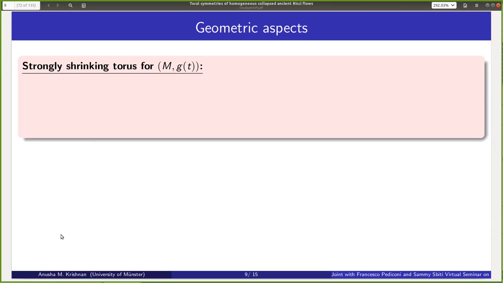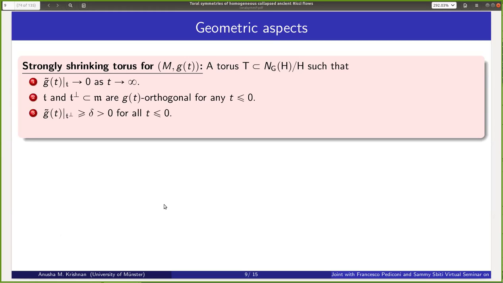So this is our geometric assumption that will feature in our main theorem. A strongly shrinking torus for this ancient collapsed Ricci flow is defined to be a torus inside the gauge group, satisfying the following three conditions. So firstly, the restriction of the metric to the torus goes to 0. Oh, this is a typo. This should be as t goes to negative infinity. Sorry about that.